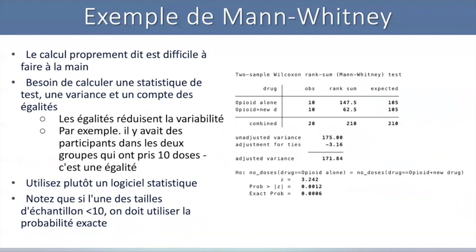The calculation is difficult to do by hand because there are quite a few steps, and so it's better to use statistical software. And you can see this is what the output would look like, and we can look at this probability here. If one of the sample sizes is less than 10, we have to use this exact probability versus this probability that's based on an underlying distribution here.